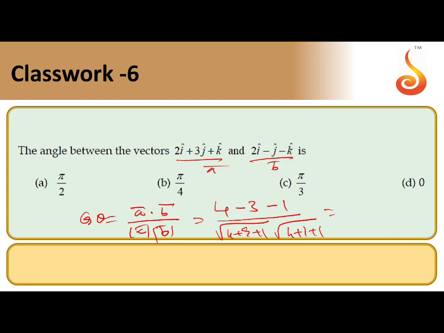So numerator what? 4 minus 4, 0. 0 by anything? 0 only. Therefore, cos theta equal to 0, then theta equal to 90 degrees, pi by 2. Option A is correct. So when you are solving the questions, first you take A dot B. If A dot B is 0, no need to go for the formula for cos theta. You can take directly that the angle is 90. So, clear this one?